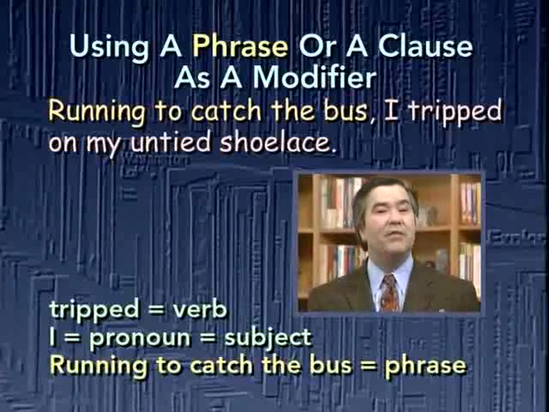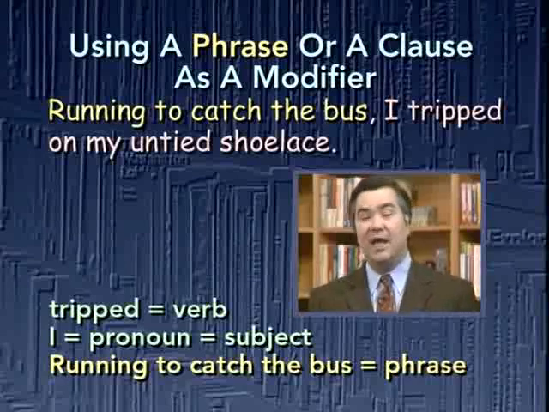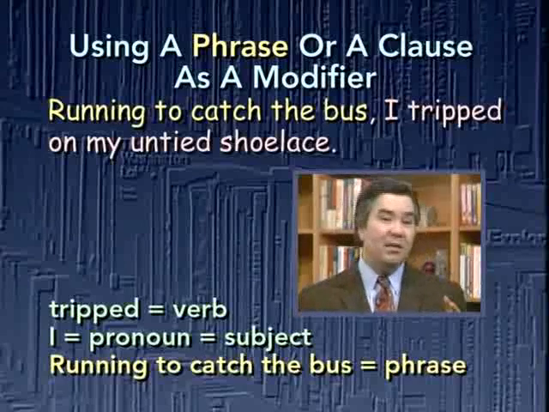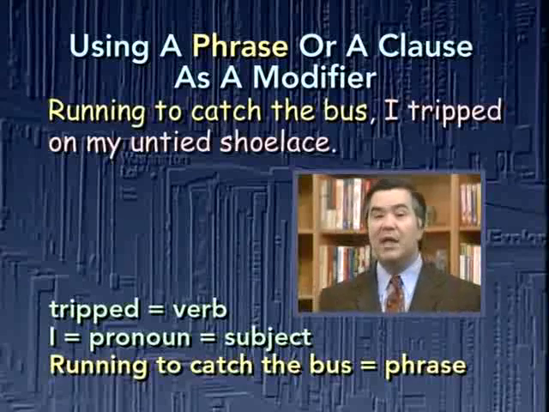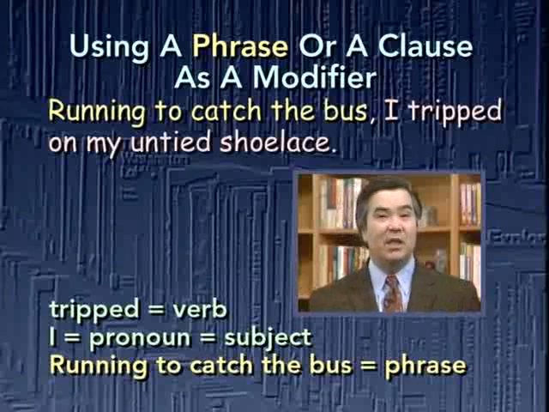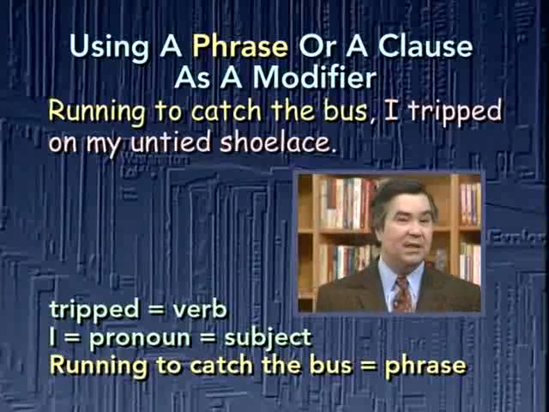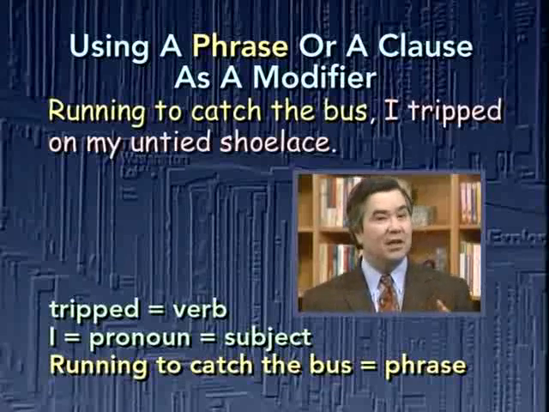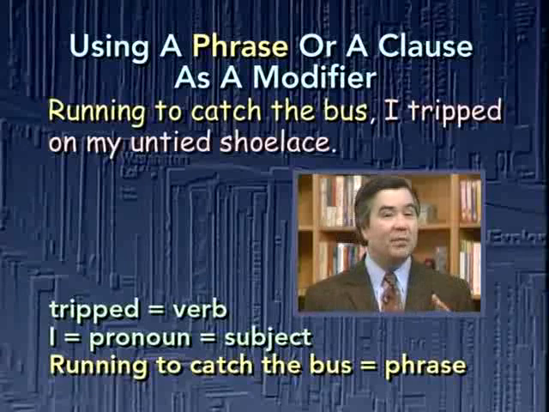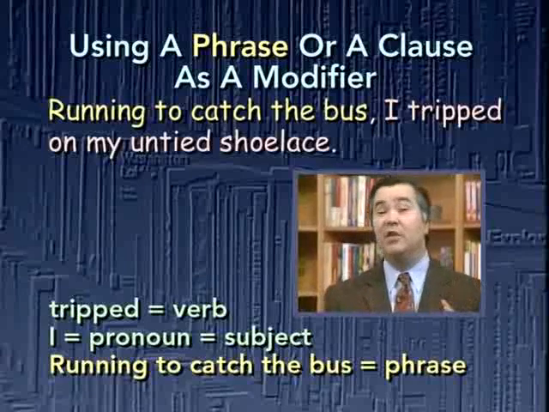Now, what's the function of this phrase in the sentence? What role does it play? Well, if you think about it, what this phrase does is it modifies or gives more information about something else in the sentence. Namely, it gives more information about I. What was I doing? Running to catch the bus. That entire phrase there tells something more about the pronoun I. It describes what I was doing at the time of the accident, of the tripping.